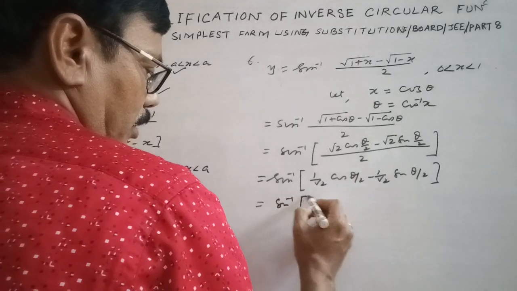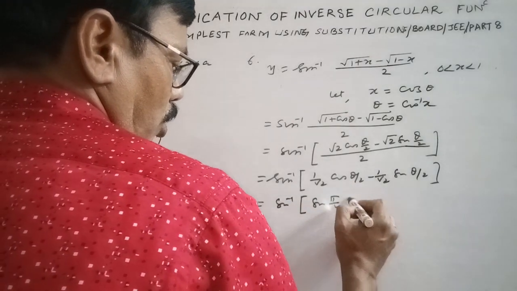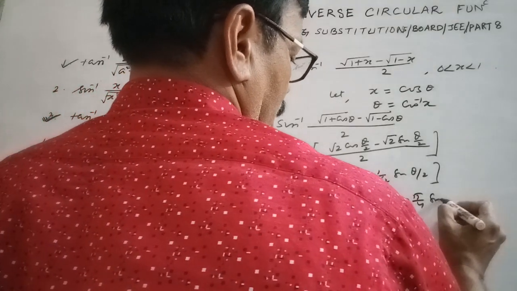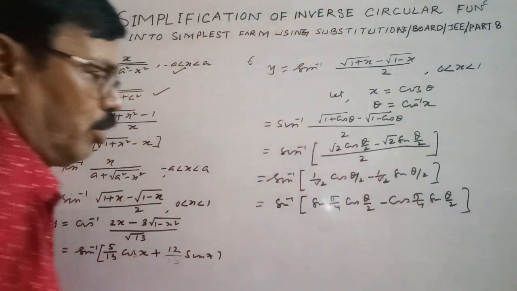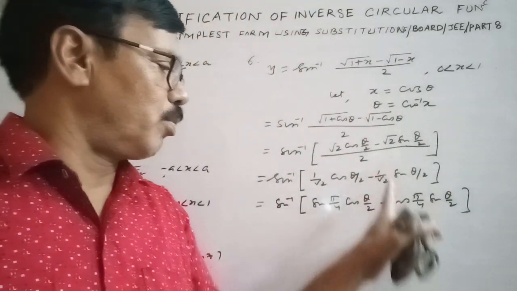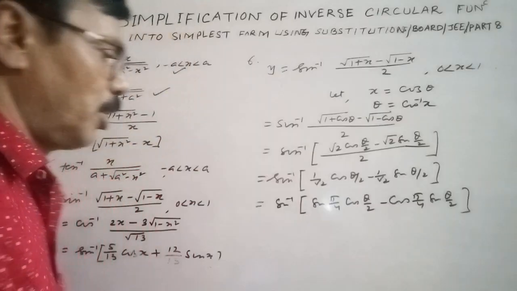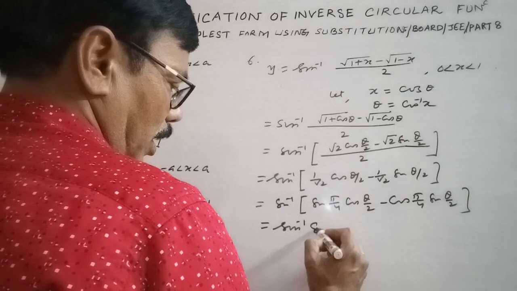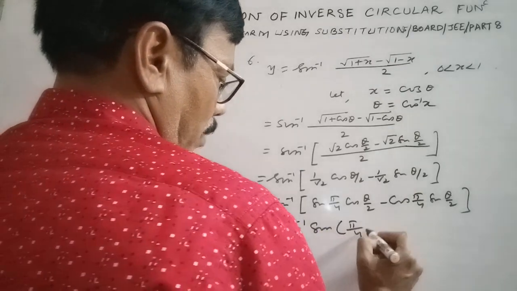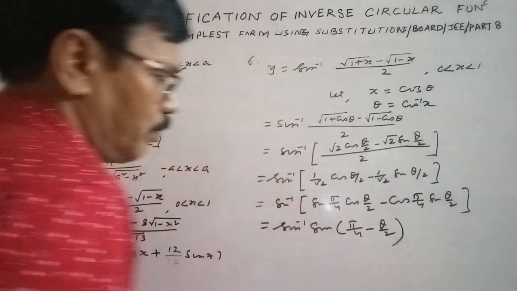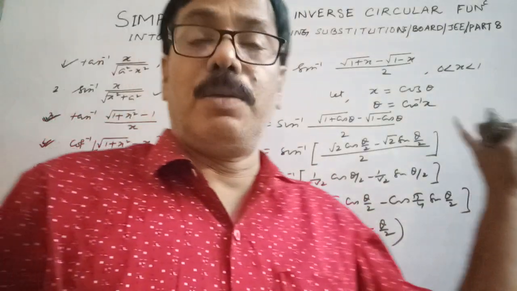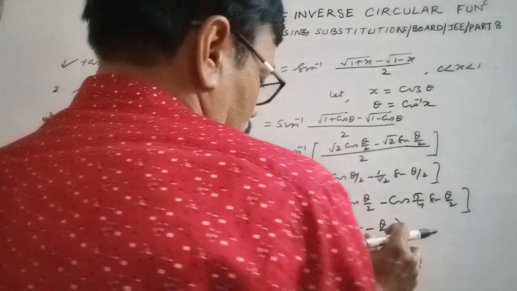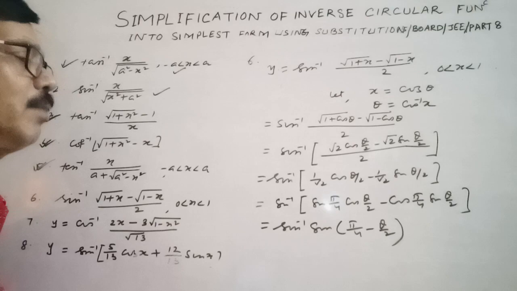So sine inverse of sine pi by 4 cos theta by 2 minus cos pi by 4 sine theta by 2. So 1 by root 2 is sine pi by 4, and 1 by root 2 is cos pi by 4, because this is the well known formula of sine. So sine inverse sine of pi by 4 minus theta by 2. Now with the given condition, you see whether this belongs to the principal value.